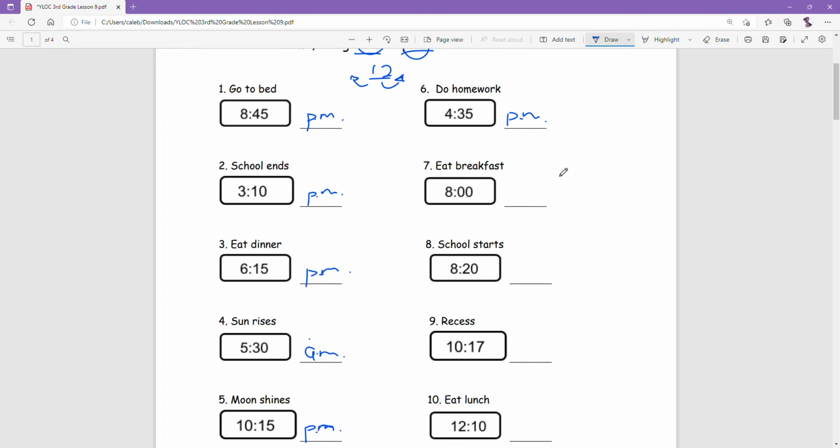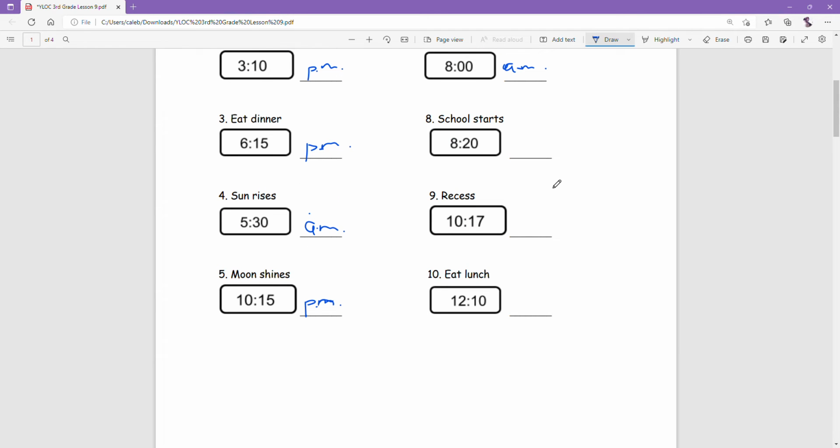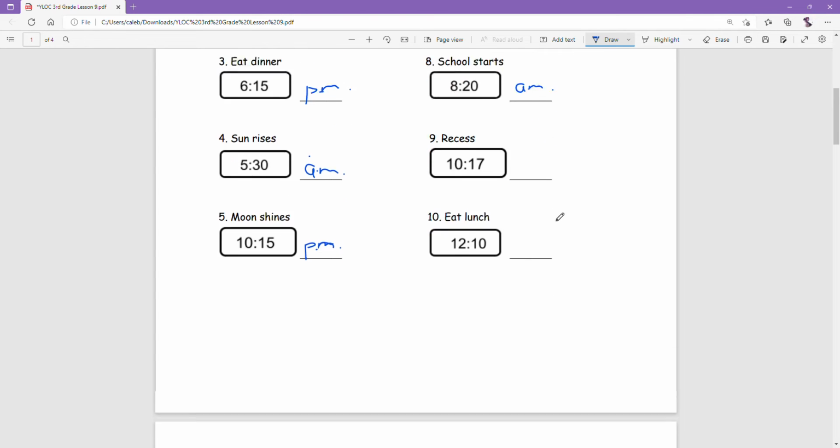Eat breakfast, you would eat breakfast early in the morning when you wake up, so since it's the morning, it would be AM. School also starts in the morning, not later at night, so it would be AM, because you wake up in the morning and you go to school.